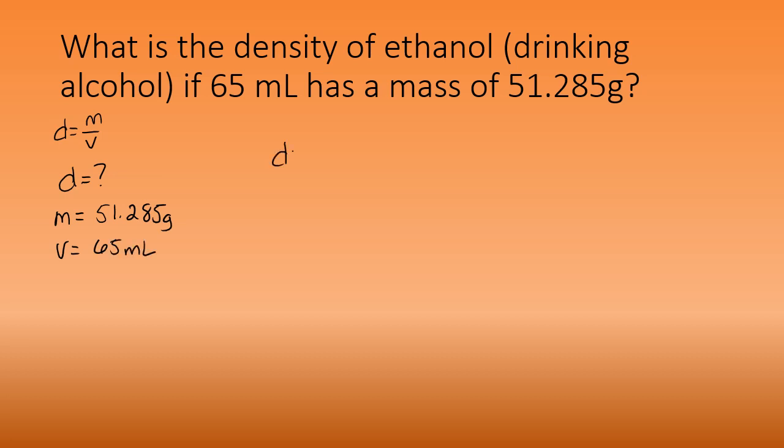So setting up our formula gives us 51.285 grams divided by 65 milliliters. Putting 51.285 divided by 65 into our calculators tells us that the density of ethanol is 0.789 grams per milliliter.